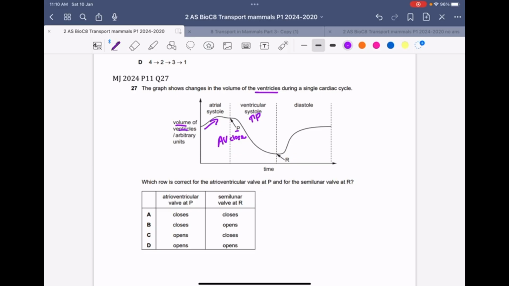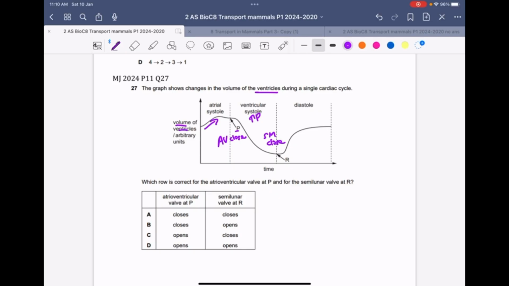And then R refers to the ending of the ventricular systole. So the ventricles have already finished pumping the blood to the aorta and the pulmonary artery. So at this point, in order to prevent the backflow of the blood from the aorta and the pulmonary artery back to the left and right ventricle, the semilunar valve needs to be closed.